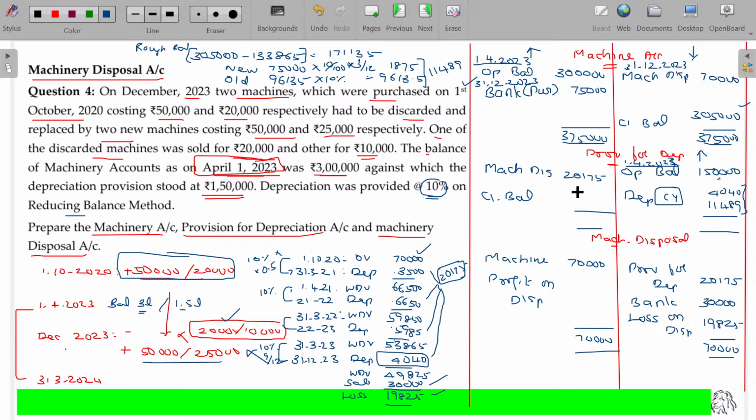Now, find out the provision for depreciation account's balance here. This value being 1,65,529, and this closing balance being 1,45,354. Clear? One of the interesting illustrations, isn't it?